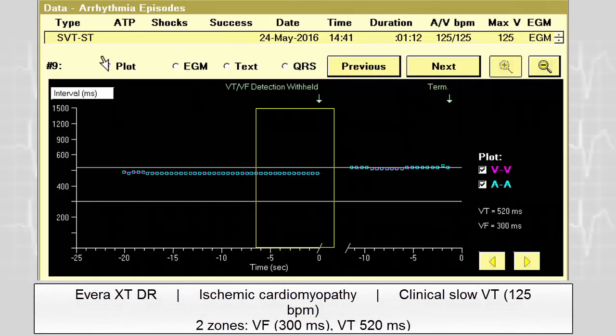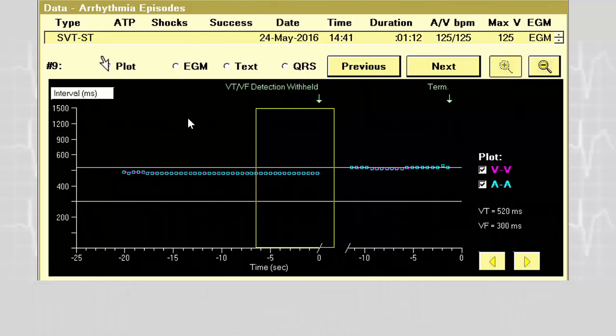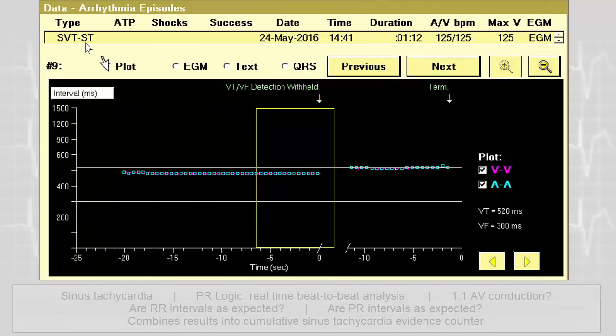This is the case of a patient with ischemic cardiomyopathy and with slow clinical VTs, with ventricular tachycardia at 125 beats per minute. So this patient has a quite specific programming with a VT zone at a limit of 520 milliseconds. This episode has been classified as a sinus tachycardia by the device.